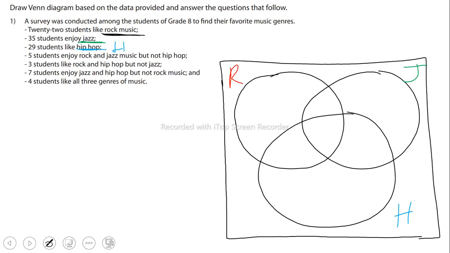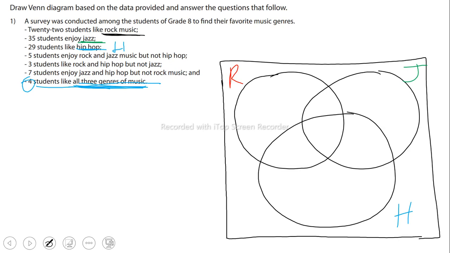We always start first by labeling our intersections. So we need to start off with our intersections. The first one is 4. It says 4 students like all 3 genres. So where are we gonna put the 4, since it's 4 for all 3? In the center, the bottom center.